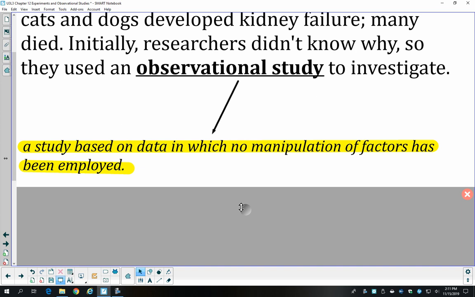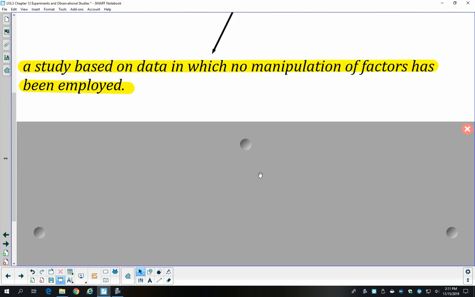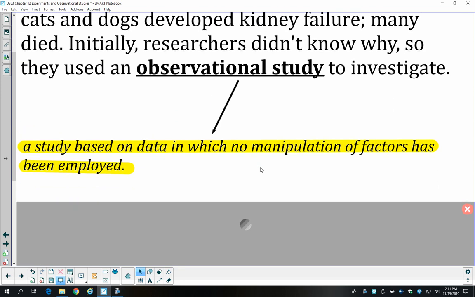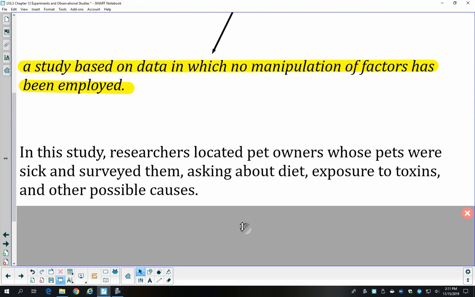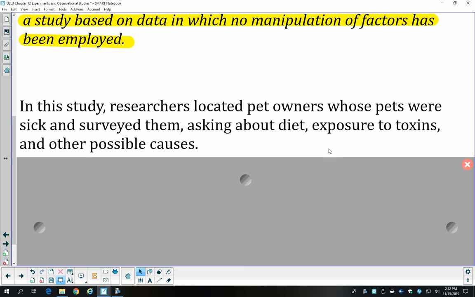And that might be by asking questions or looking at data. But we're not controlling anything that's happening within the scenario. So we're not going to do anything to make the dogs and cats get kidney failure. So what they did was they found pet owners whose pets were sick, and they asked them questions, things about their diet, any exposure to potential toxins, or anything else that may have caused this kidney failure.